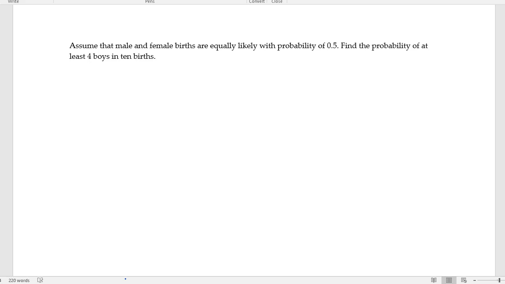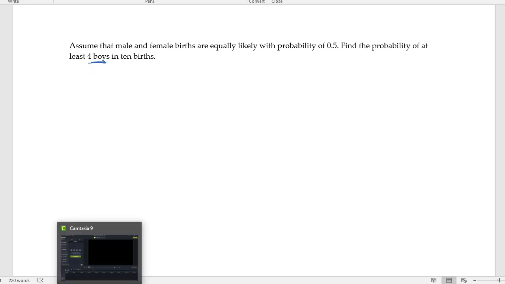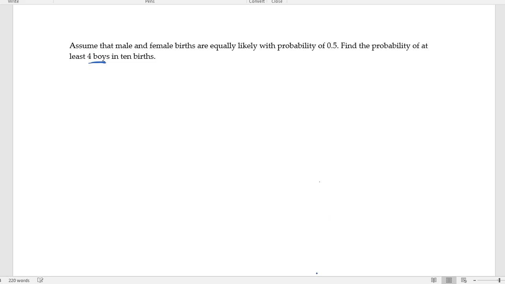Let's find the probability of at least 4 boys in 10 births. So again, this is binomial because I have success or failure, and in this case, we're considering getting a boy a success. But of course, girls are much better. So anyway, 4 boys out of 10 births, and I want at least 4 of them. So my x value is at least 4, so I have 4 or more. I can't have less. So x is greater than or equal to 4.